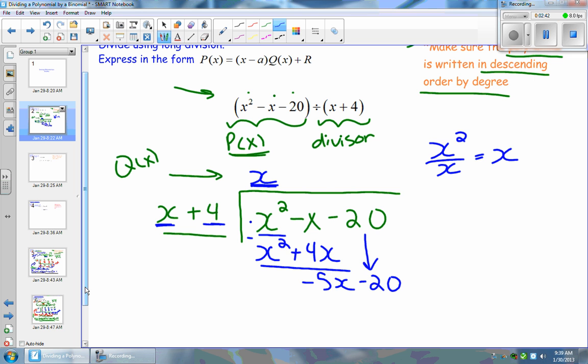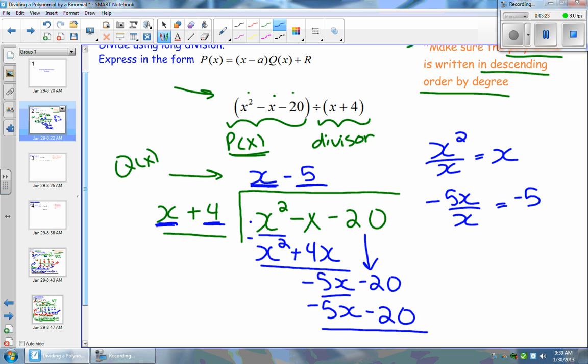Now we need to find the second term of our quotient. To do that, we take the negative 5x and divide by the first term of our divisor, which is x, and that gives me negative 5. That negative 5 is the second term of my quotient and goes right on top, just like that. Now we multiply that negative 5 by each term of the divisor. Negative 5 times x gives me a negative 5x that goes underneath, and negative 5 times 4 gives me a negative 20.